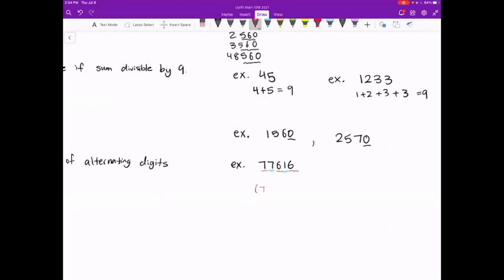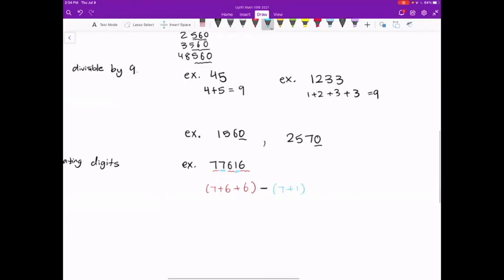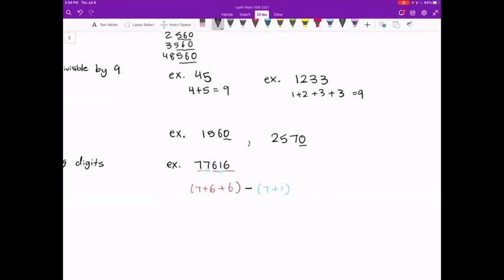We have 7 plus 6 plus 6. And then we subtract that from the other group, 7 plus 1. And we get 19 minus 8. That gives us 11, which is divisible by 11. So we know that this big number is divisible by 11.